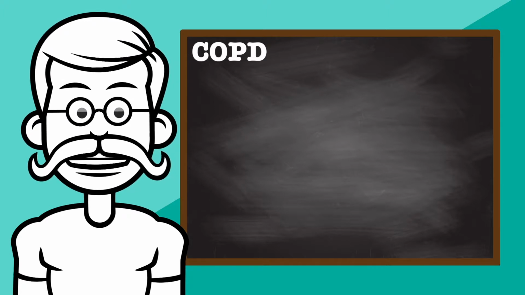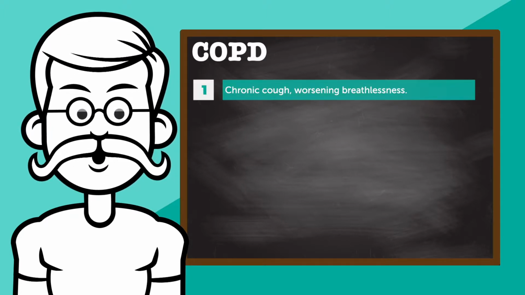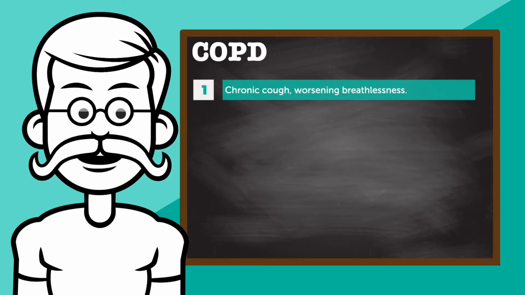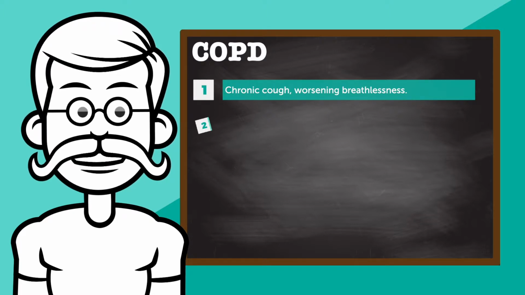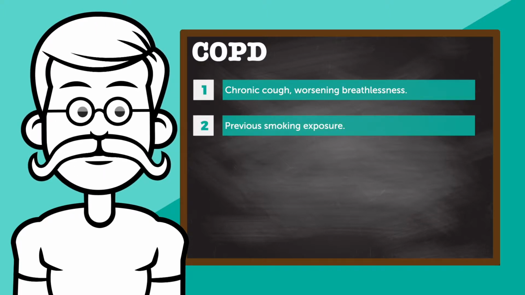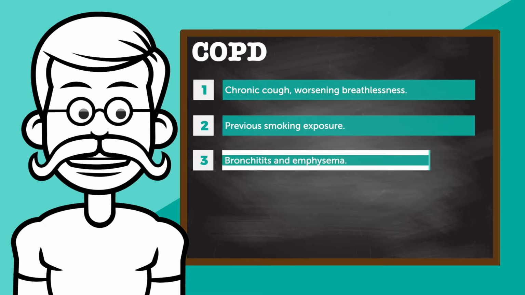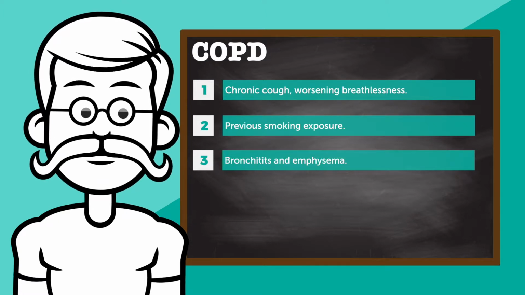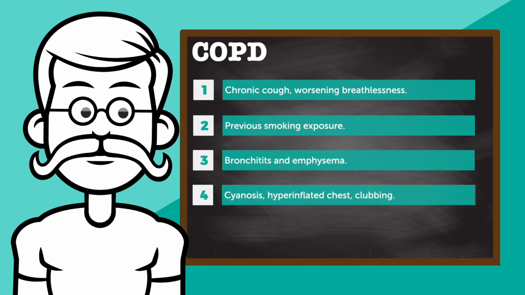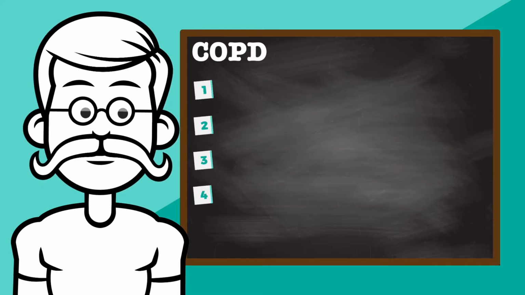This patient normally presents with a chronic cough and worsening breathlessness, especially during exercise. Usually they've had some kind of smoking exposure, and it's actually a combination of chronic bronchitis and emphysema. When you examine these people, they often have cyanosis and a hyperinflated chest, perhaps even with clubbing of their fingers.